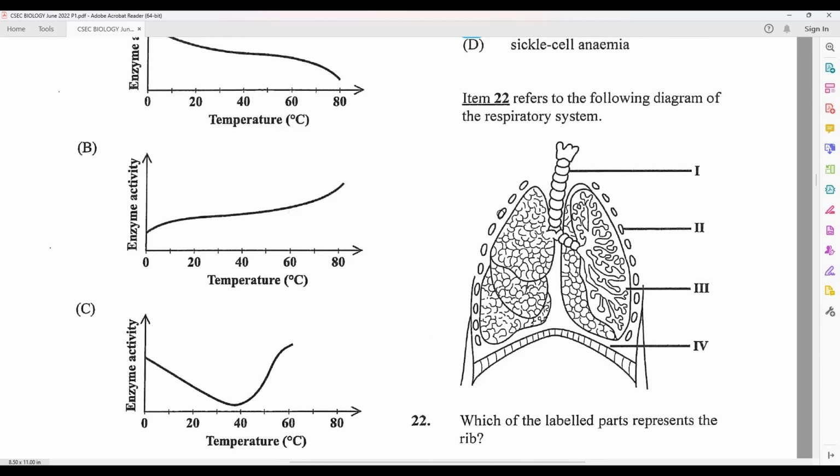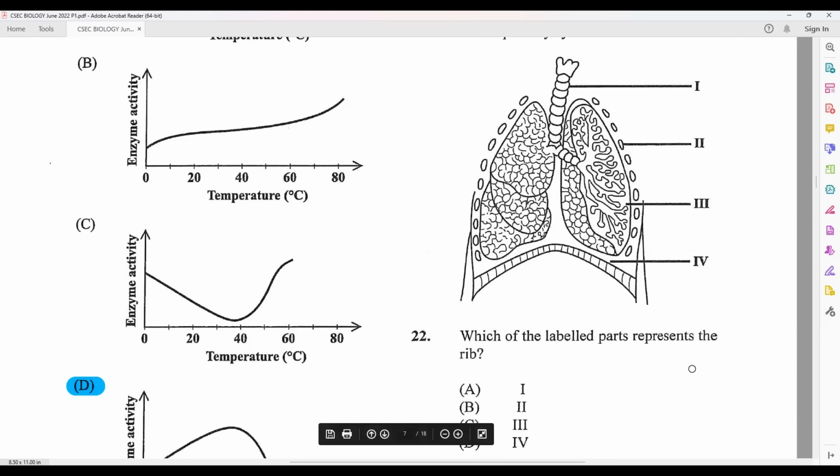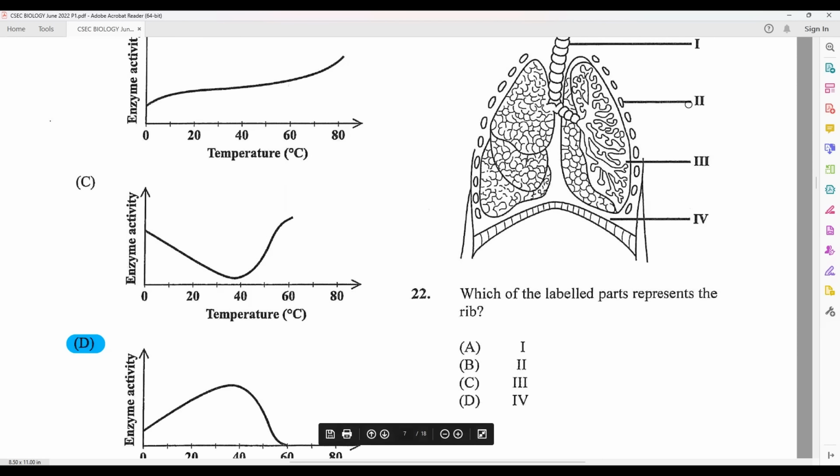Item 22 refers to the following diagram of the respiratory system. We have the trachea being identified coming down here, the ribs here. This is the lung itself, and I'm not too sure if this is pointing to the cavity or to the diaphragm. The line has stopped just short, so it's probably the cavity. Which of the labeled parts represent the ribs? Oh, it's 2. These are rib bones here that they are showing.